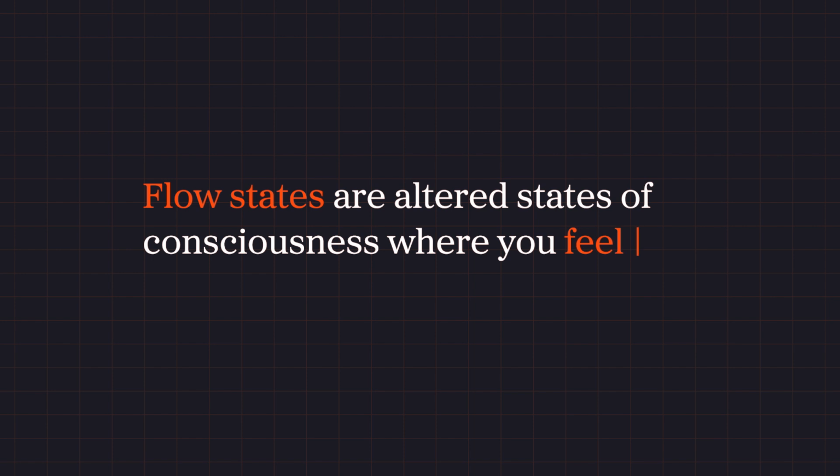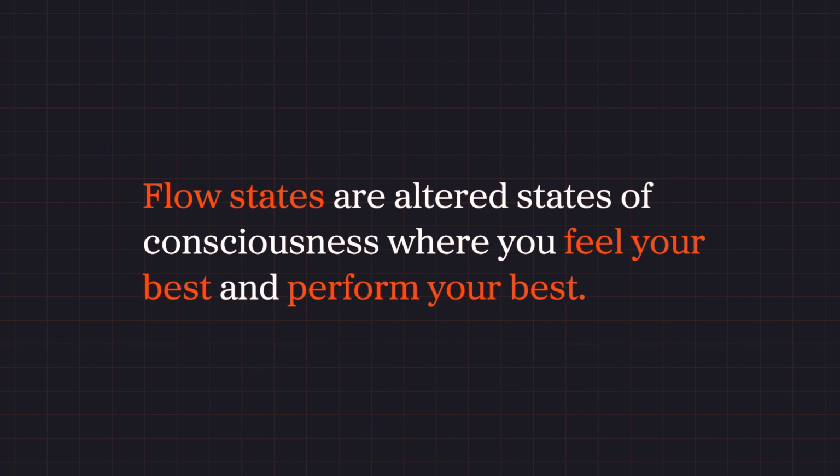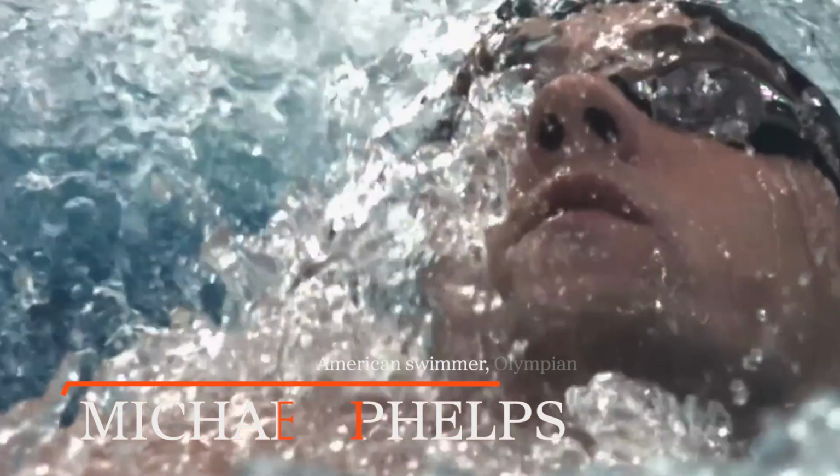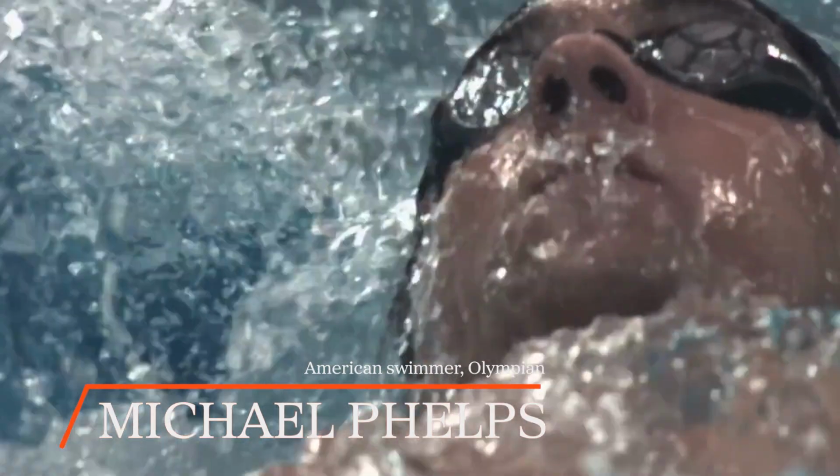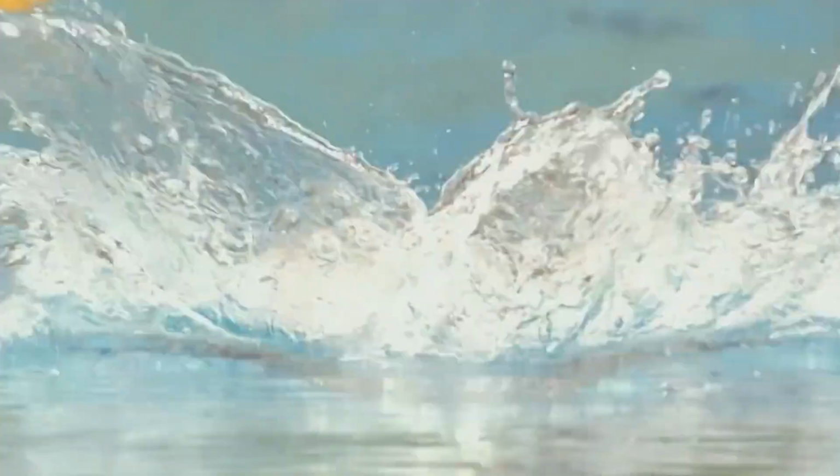Flow states are altered states of consciousness in which you feel your best and you perform your best. In order to trigger that, which is the same as what athletes call being in the zone, everything else has to be in line. There has to be alignment between who you want to become, so the spiritual performance, the mental side of things, the physical performance, and then the executive performance.